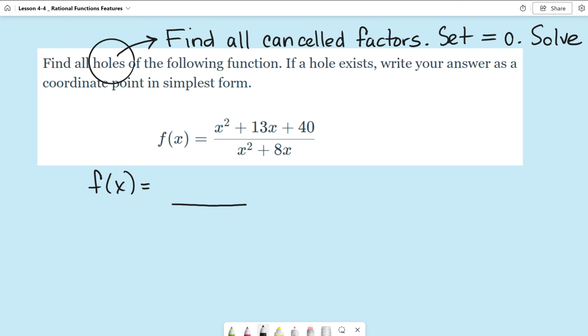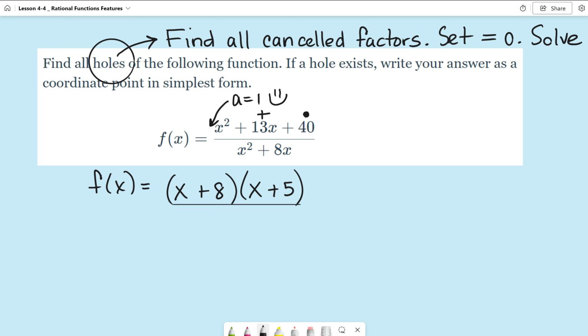is equal to, always factor. Yay. Aren't you happy? We have A is equal to 1, smiley face. So let's just go ahead and put parentheses and put our x's and then ask ourselves what two numbers multiply to be 40 that at the same time add to be 13. Okay? So, what are those? 8 times 5. So I write that down. 8 times 5 is 40. 8 plus 5 is 13.